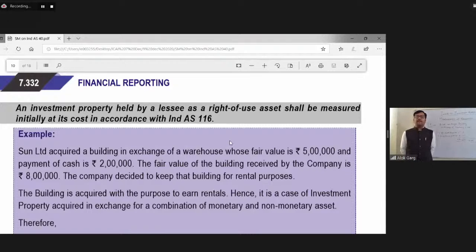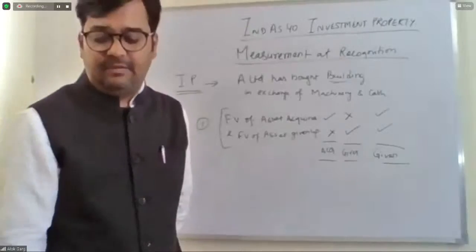The company decided to keep that building for rental purposes, and if it is for rental purposes, it is investment property. The building is acquired with the purpose to earn rental, hence it is a case of investment property acquired in exchange for a combination of monetary and non-monetary asset. Now tell me, what will be the accounting entry? So on what value is this transaction going to be recognized? Tell me.